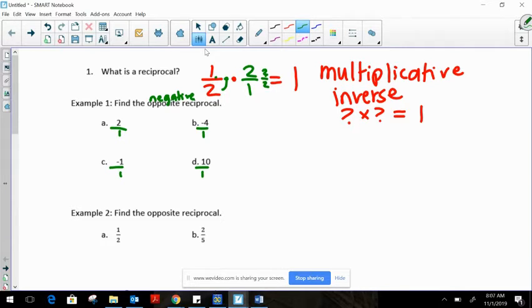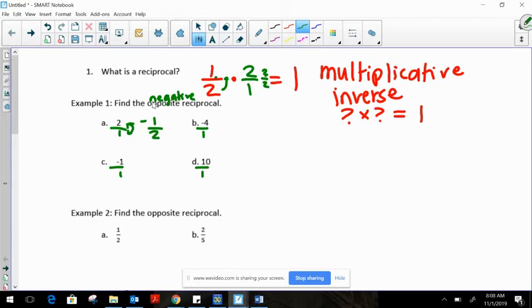The reciprocal part, like we just talked about, means I flip it over. So 2 over 1, if I flip it, my 1 goes to the numerator and my 2 goes to the denominator. Now we have to do the negative or the opposite part. This was originally positive, so now I'm going to make my answer negative. Okay, so the opposite reciprocal: opposite is the sign, the reciprocal is flipping it.